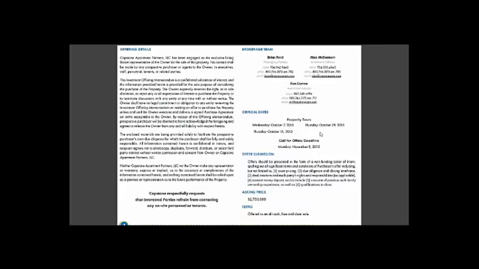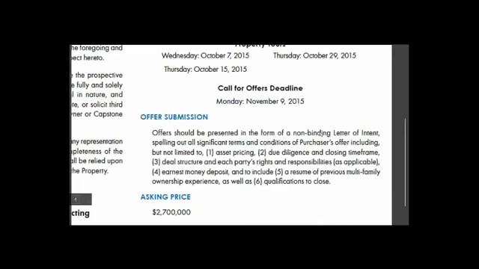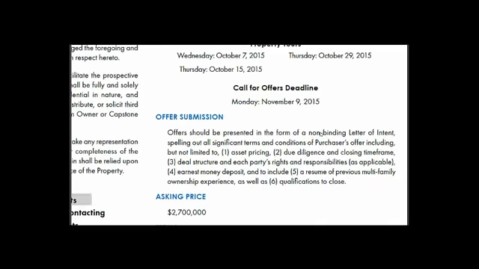Offer submission: as you can see, they say offers should be presented in the form of a non-binding letter of intent. That's what ours are, spelling out all the significant terms and conditions, the asset pricing, the due diligence and closing time frame, the deal structure and each party's rights and responsibilities as applicable, any earnest money deposit, and to include a resume of previous multifamily ownership experience as well as qualifications to close.